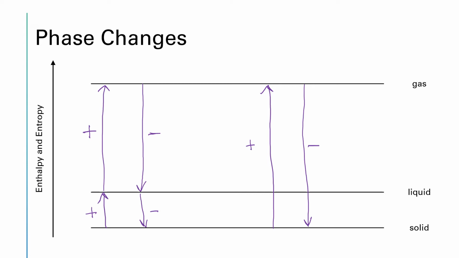So when you see a question about the sign of delta H or delta S for a phase change on a quiz or on a test, be sure to draw yourself this energy level diagram and look closely. If you start low and go high, that's a positive change. If you start high and go low, that's a negative change.